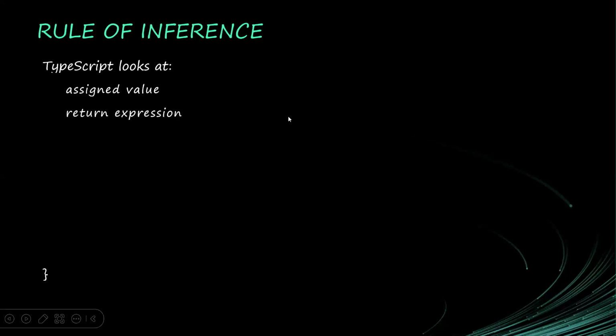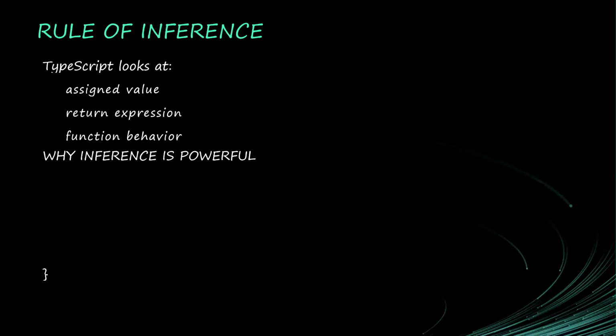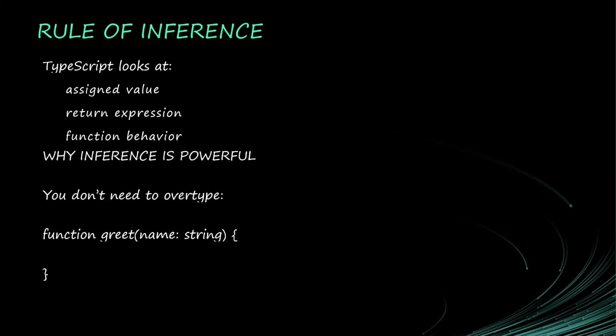So TypeScript looks at the assigned values, the return expressions, the function behavior. This is where it gets its data to infer. Why inference is powerful is that you don't need to overtype. So inference helps us not to type too much. All right. We write less code. We don't type too much code.